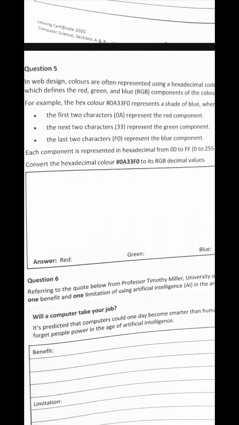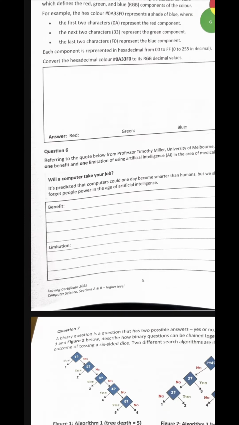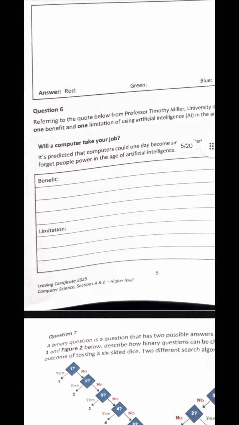This looked scary for a moment, but then you realize instead of one kind of longer question, it is three very short hex to decimal conversion questions. So lovely. You're just doing three little tiny ones instead of one slightly longer one, and then write them beside each other. So lovely, not so bad.